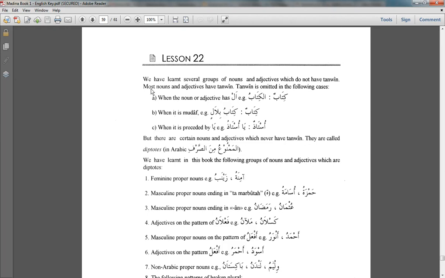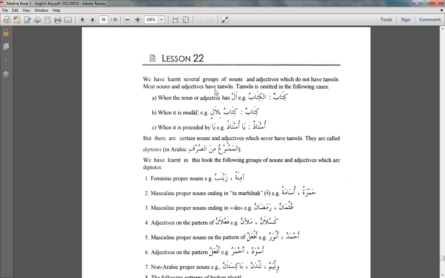This is a very important lesson and it covers those things that do not have tanween. We've discussed some of them. Inshallah, they're going to come in the middle of the lesson, but let's start reading and we'll go through it bit by bit. We have learned several groups of nouns and adjectives which do not have tanween.